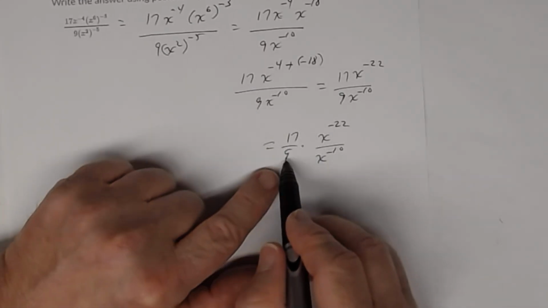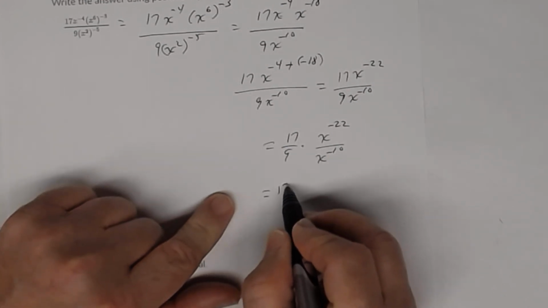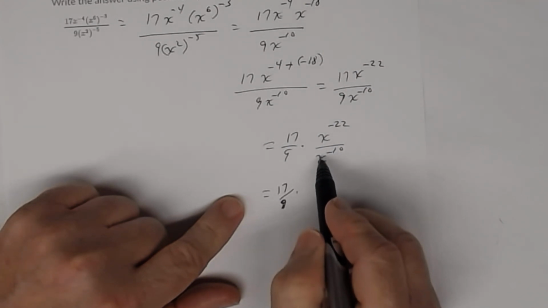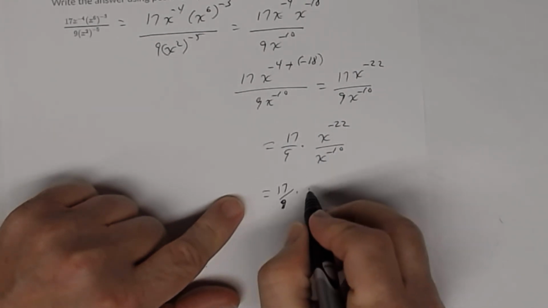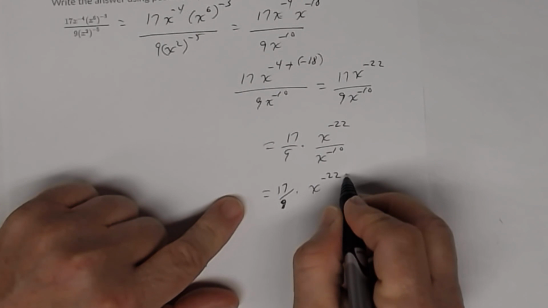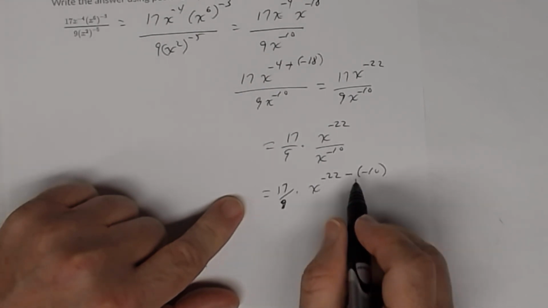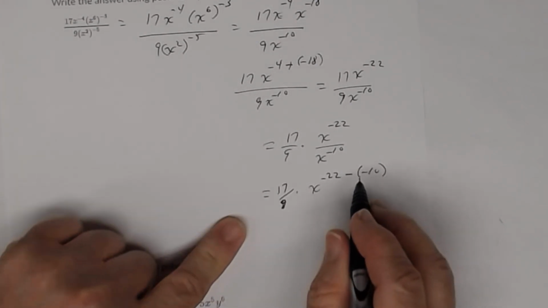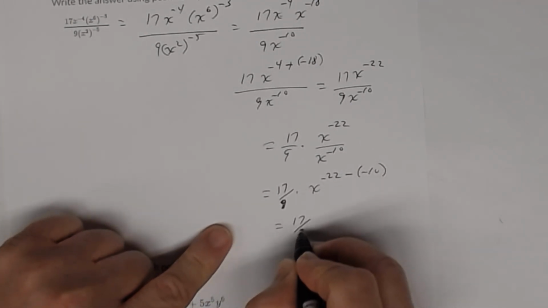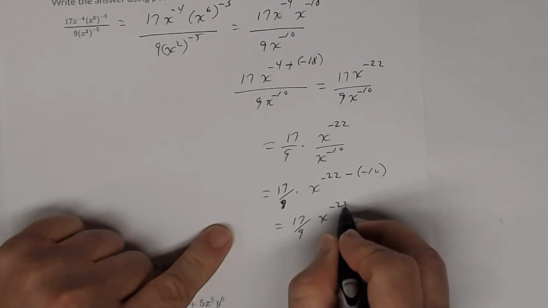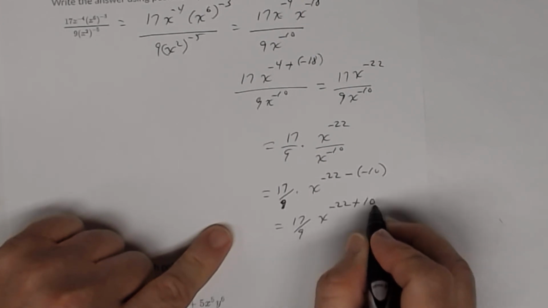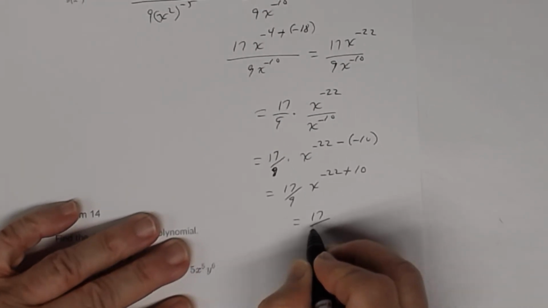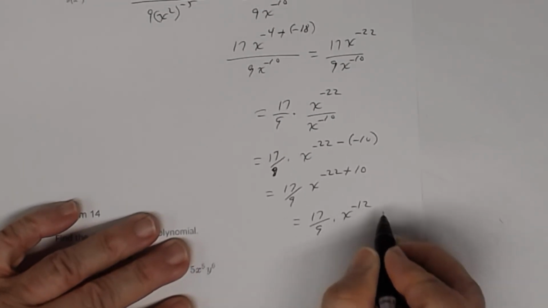Now I cannot reduce this, so that's going to stay 17 ninths times. Now remember, when you divide like bases, you subtract exponents. So it'll be x to the negative 22nd, subtract a negative 10. But remember, subtracting a negative 10 means the same thing as adding the opposite. So that becomes 17 ninths times x to the negative 22nd plus 10. Negative 22 plus 10 is a negative 12, so that's 17 ninths times x to the negative 12.